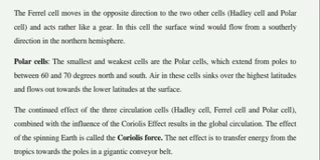The continued effect of the three circulation cells, Hadley cell, Ferrel cell, and polar cell, combined with the influence of the Coriolis effect, results in the global circulation. The effect of the spinning earth is called the Coriolis force. The net effect is to transfer energy from the tropics towards the poles in a gigantic conveyor belt.